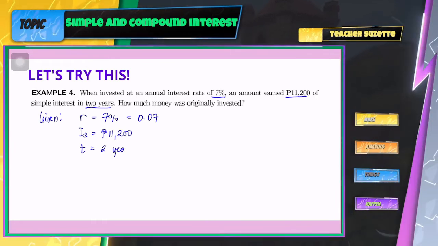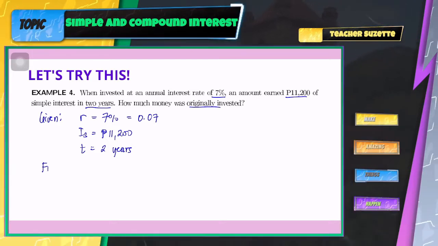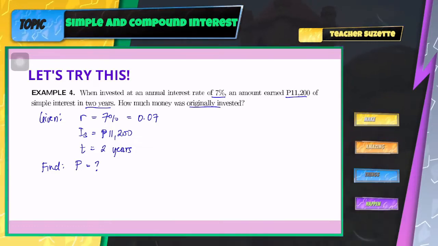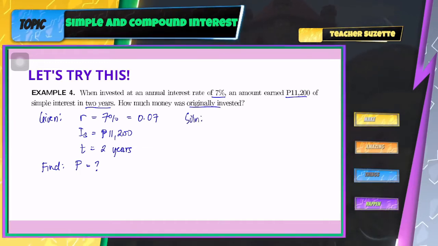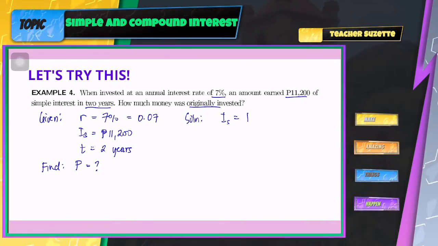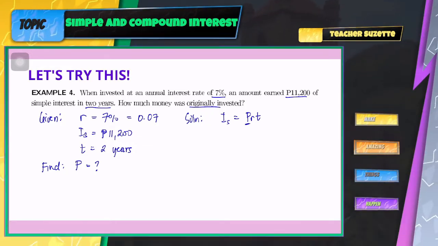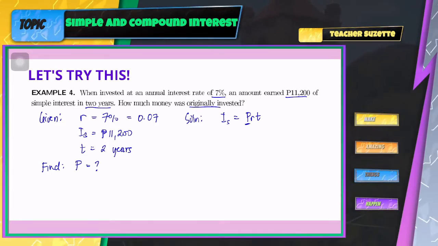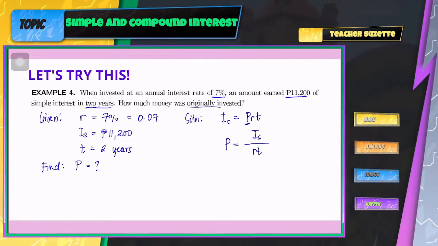So what we're looking for is the original amount or yung ating principal rate or principal amount. So for us to solve for our principal, we are still going to use our formula, which is interest is equal to principal times rate times time. So this time, isolate lang natin yung principal. Then lipat natin yung rate and time para magkaroon tayo ng derived formula in solving for our principal, which is, yun nga po, principal is equal to interest over rate times time.